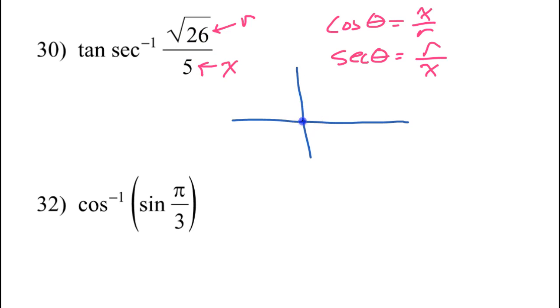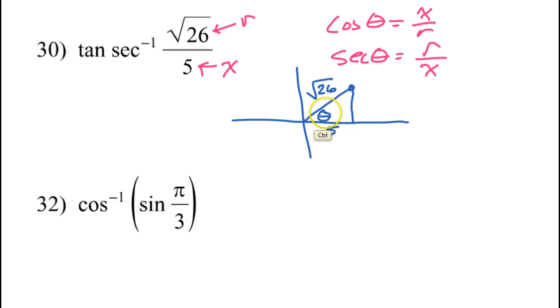Okay, so the radius is going to be radical 26. The x value is going to be 5. And so the angle that I have drawn is right here. So this is the angle whose secant is radical 26 over 5, r over x. So I don't need to know what this angle is. I need to find the tangent of this angle.